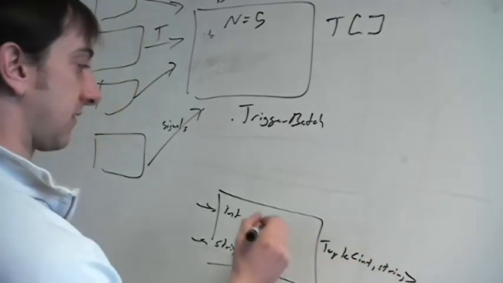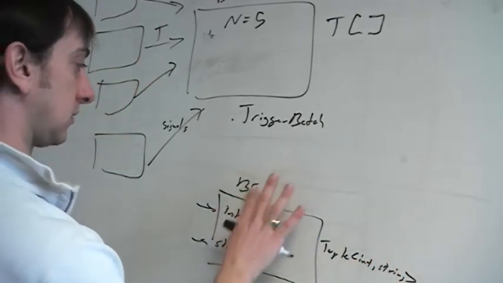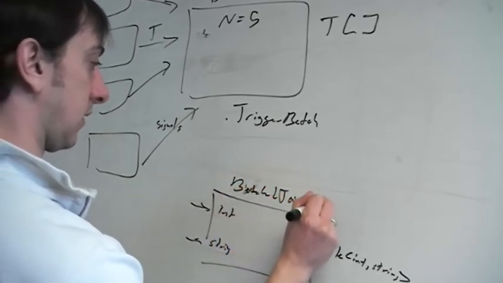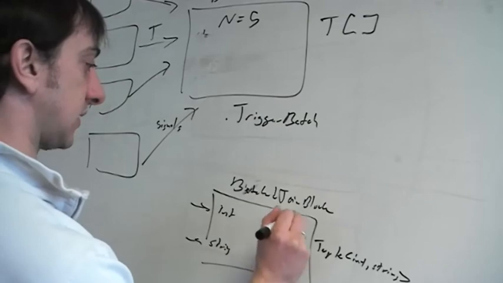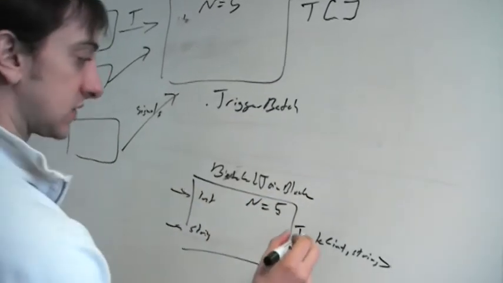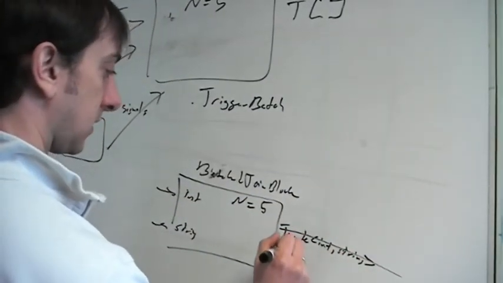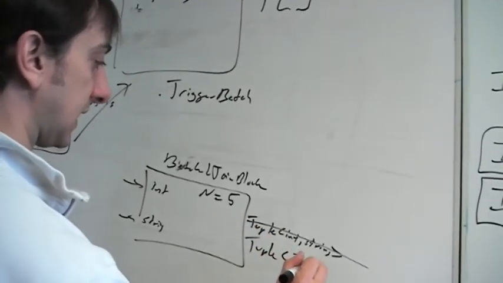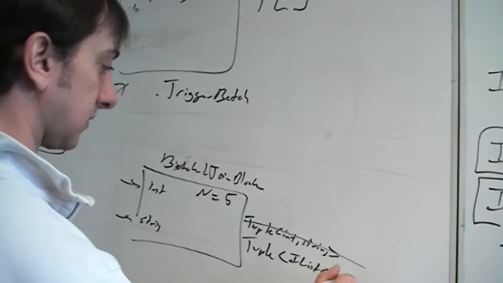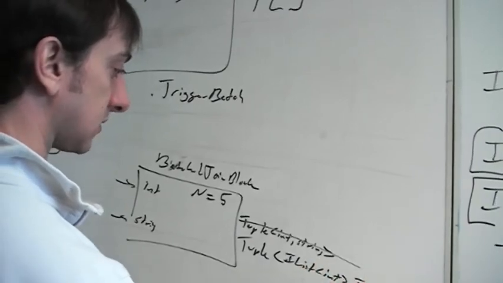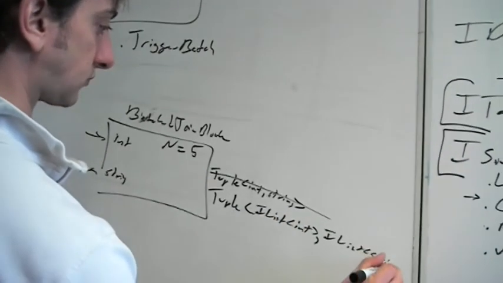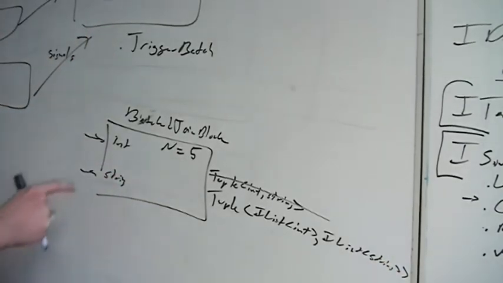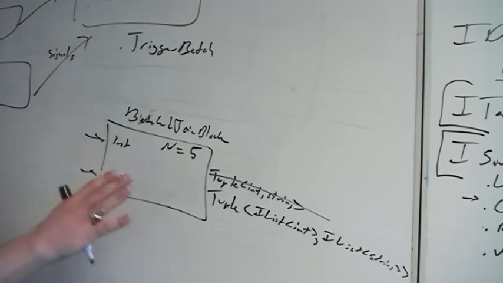This guy, the batched join block, would also have a batch size, so let's say 5, and his outputs are a tuple of an IList of int and an IList of string. So he's waiting for 5 items to arrive. He doesn't care whether they're integers or strings.